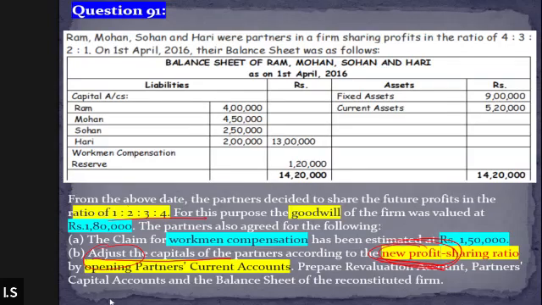Everyone is able to see that? Question was asking us to open a partner's current account. So this basically means, if after adjusting the capital of the partners as per the new profit sharing ratio, there is a balance arising in the partner's capital account, then such balance need to be adjusted by opening the partner's current account. I hope this is clear.